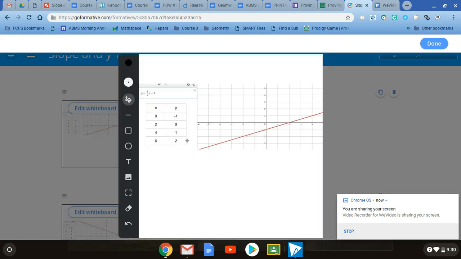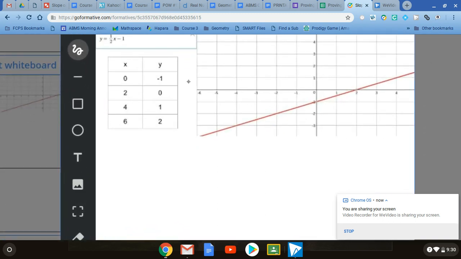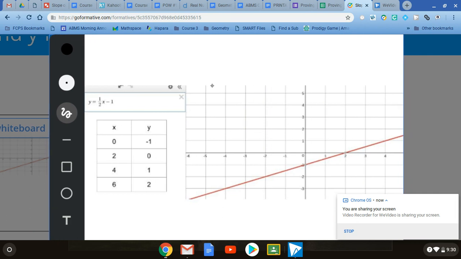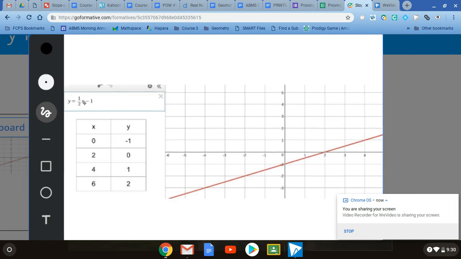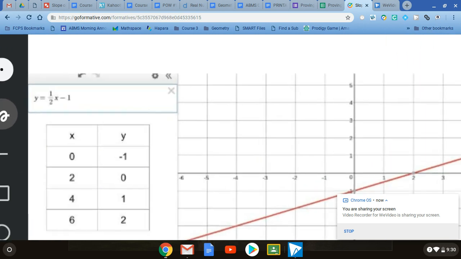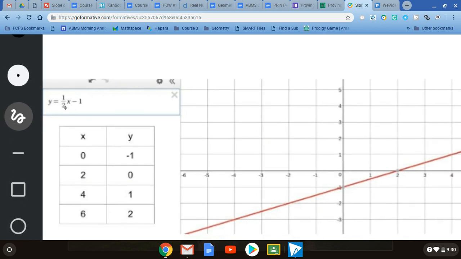So the first example, I'm going to zoom in here, is we have this function y equals 1/2 x minus 1. So hopefully you can see that. Maybe I'll try to zoom in a little bit more. There we go. And in the graph, we have a graph of the function. We have a table of ordered pairs that helped us graph the function, but there's some things I want to point out about what this function tells us by the 1/2 and the -1.